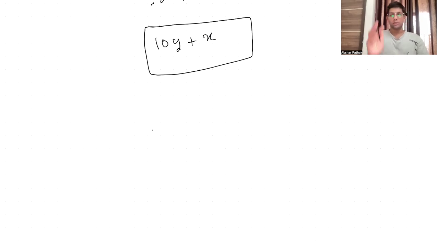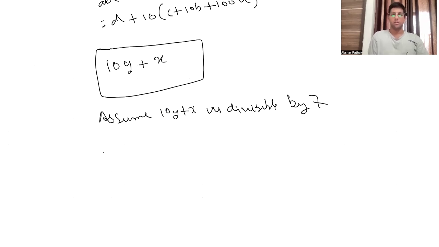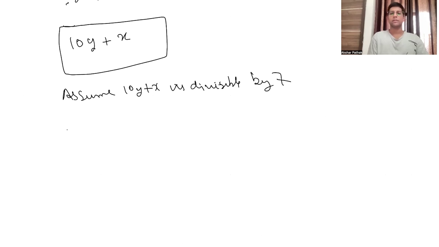Oh, yeah, just assume that 10y plus x is divisible by 7. We are going to assume it. Assume 10y plus x is divisible by 7. Okay.